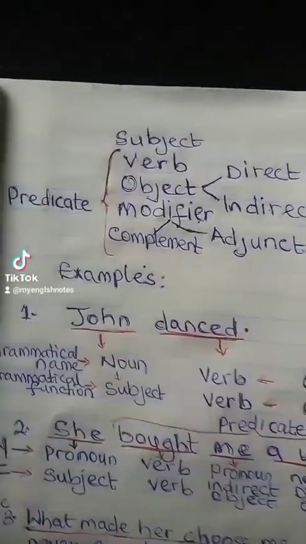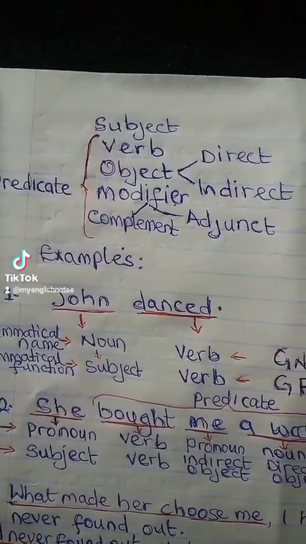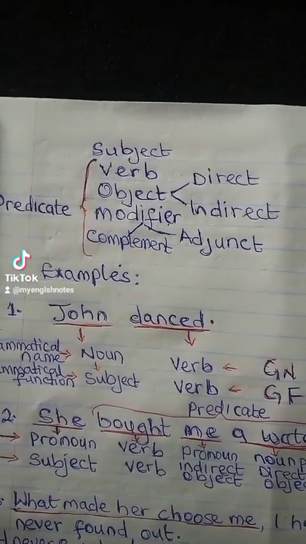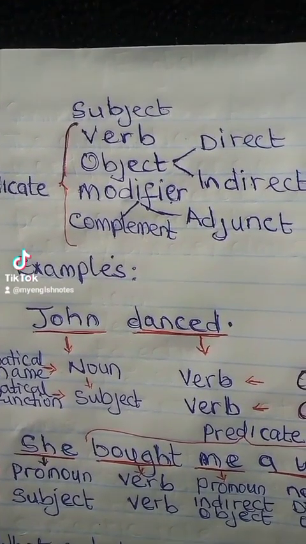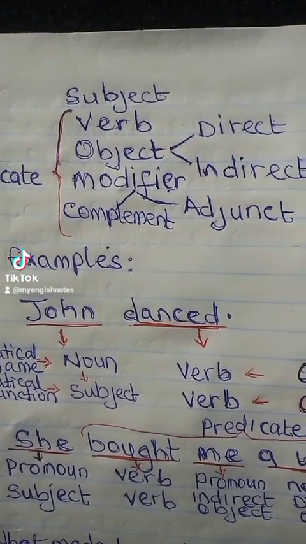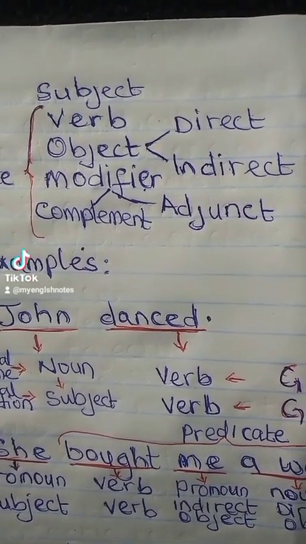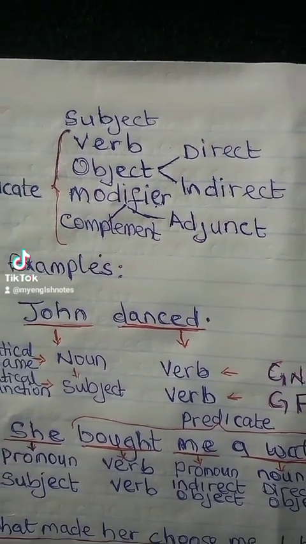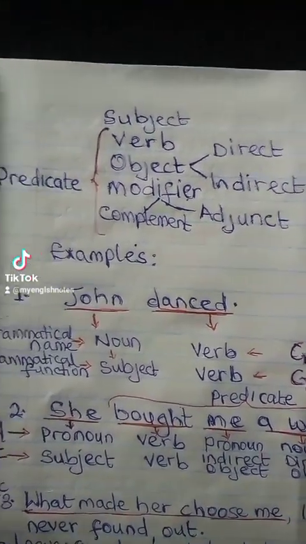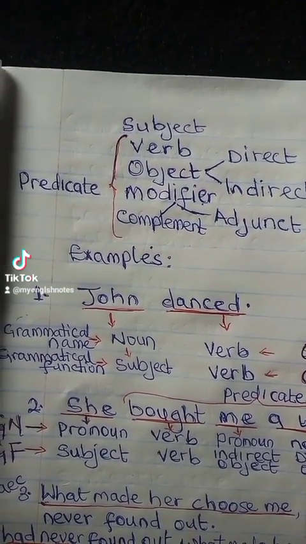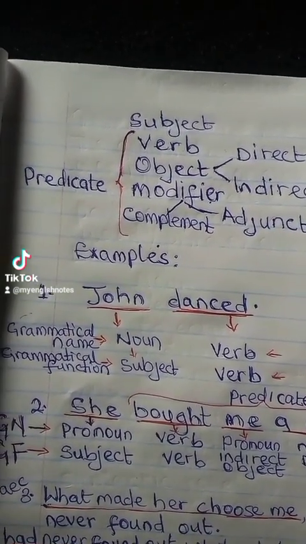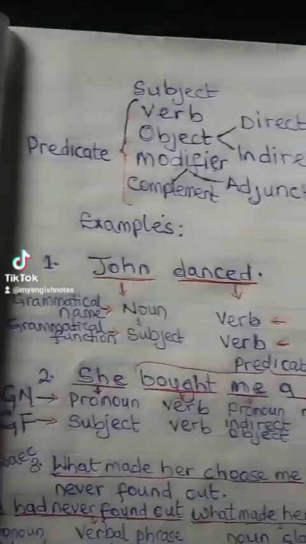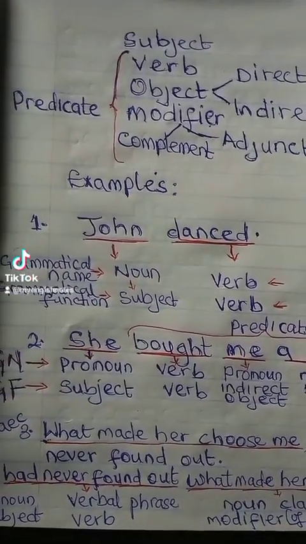Now over here you can see it more clearly. We have the subject, the verb, object, and the modifier. The object can be direct and it can also be indirect, while the modifier can be a complement or an adjunct. Now look at what I explained before: starting from the verb down to the complement is the predicate. Now let's look at some examples of grammatical name and function.